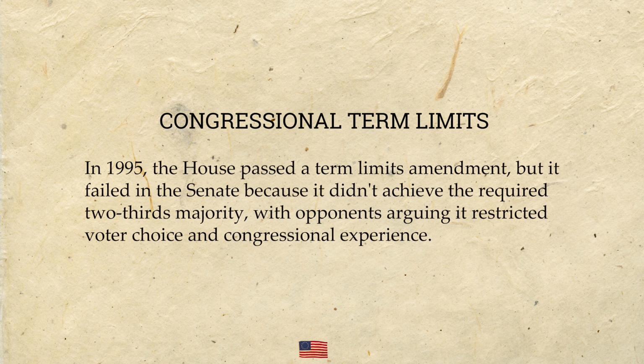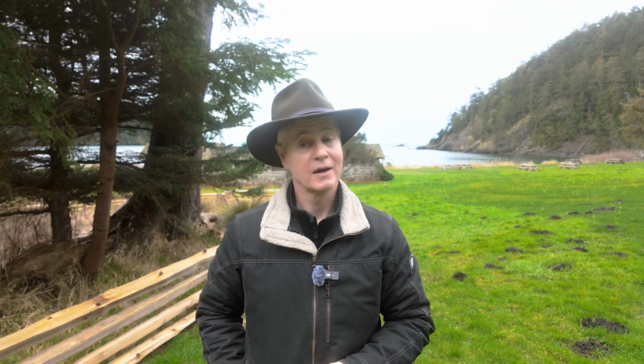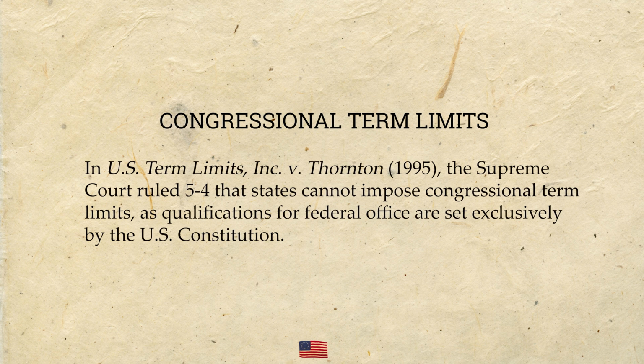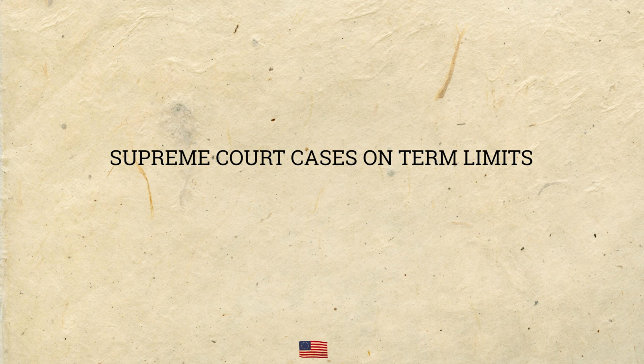In 1999, several states began to enact their own term limits for their congressional representatives. However, this approach faced legal challenges. The most notable case was U.S. Term Limits, Inc. versus Thornton in 1995. In this Supreme Court case, the court ruled that states cannot impose their own term limits on members of Congress. The court held that allowing states to set such limits would violate the Constitution by undermining the uniformity of federal elections. The U.S. Term Limits versus Thornton case is pivotal in the discussion of term limits.